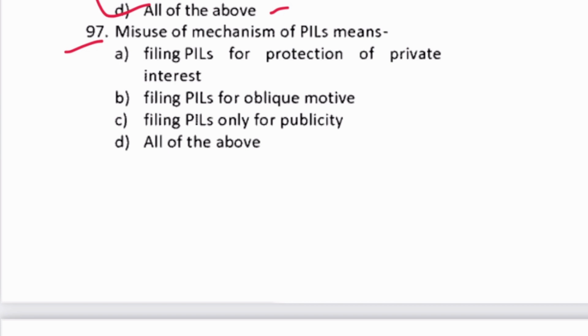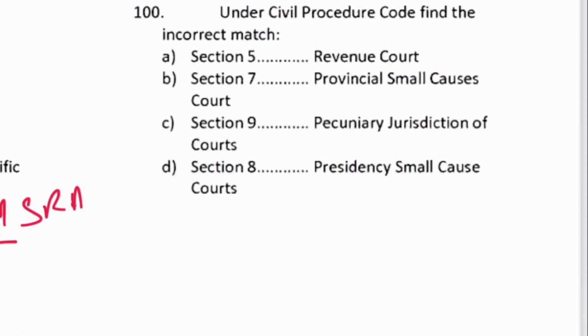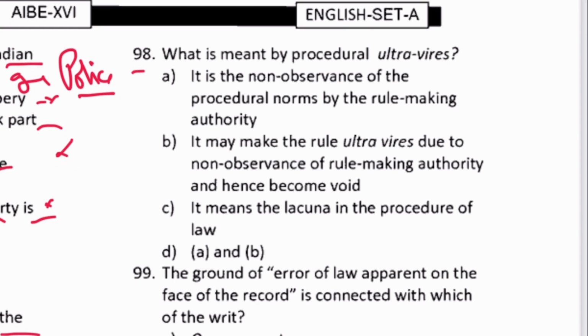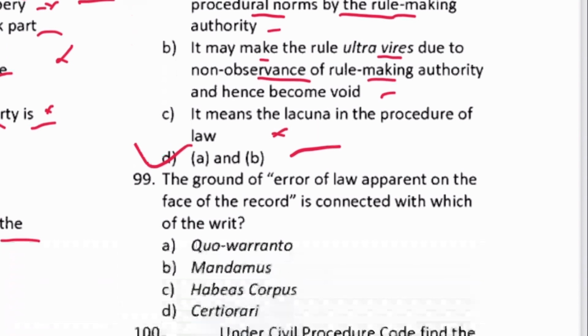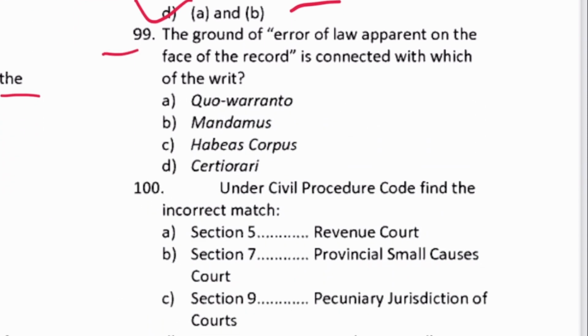Next 97. Misuse of mechanism PIL means filing PIL for protection of private interest, or oblique motive, or only for publicity. All of the above. D is the answer. Next 98. What is meant by procedural ultra vires? It is the non-observance of procedural norms by the rule-making authority. It may make the rule ultra vires due to non-observance by the rule-making authority and hence become void. It means lacuna in the procedure of law? No. So A and B are correct. D is the answer. Next 99. The ground of error of law apparent on the face of record is connected with which of the writ? Certiorari. D is the answer.